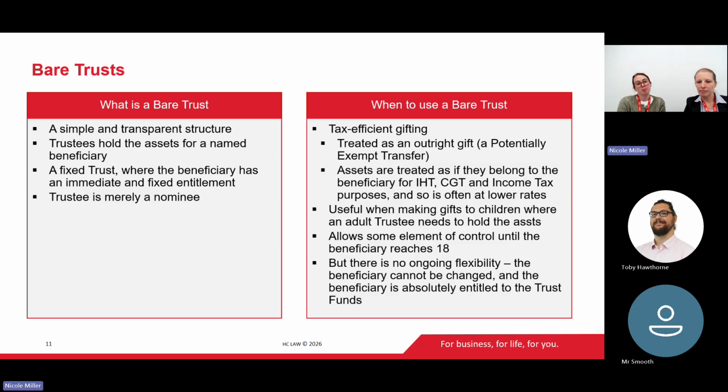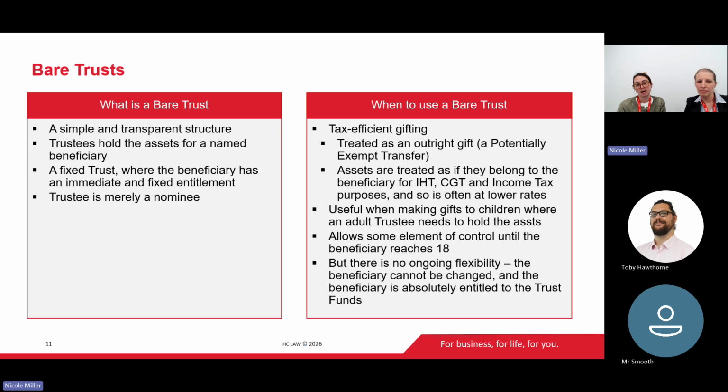And finally, there's something called a bare trust. A bare trust is the most simple form of trust that exists. Bare trusts are created all the time, and it's essentially a trust where your trustees are holding it for someone else on the trust that they'll distribute to them. So it's a simple and transparent structure, and essentially, as I say, the trustees hold the assets for a named beneficiary. So it is a fixed trust.